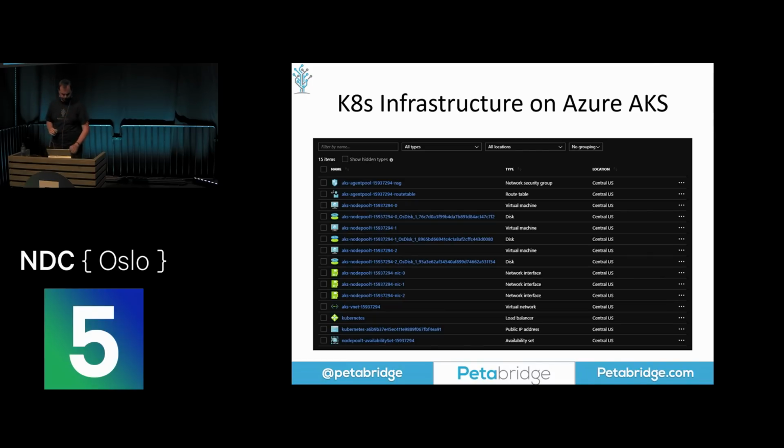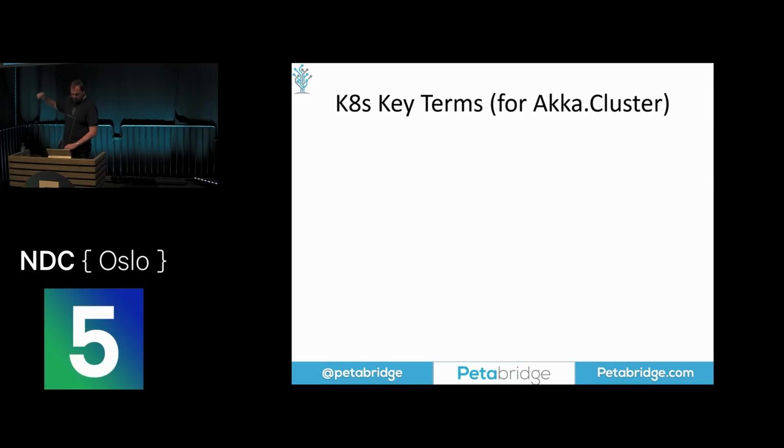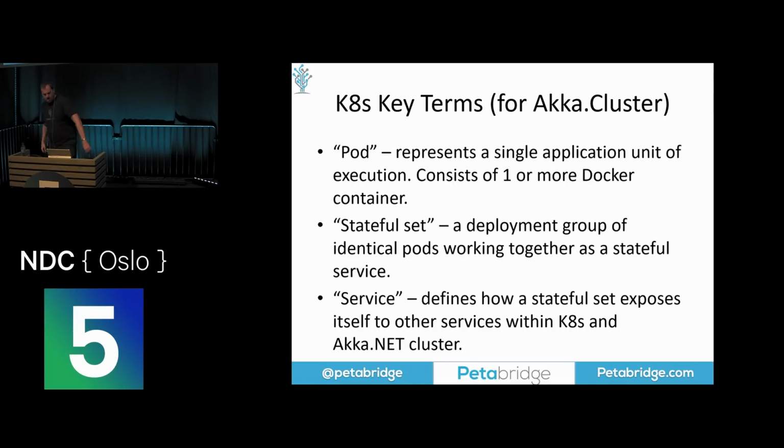Now, some key terms for Kubernetes in the context of Akka.NET. First is a pod. A pod represents a single unit of work inside Kubernetes, and typically one pod houses one Docker container. It's technically possible for multiple containers to run inside one pod. So for instance, if you're using Akka.NET and New Relic, and you want to use New Relic for monitoring, you might deploy New Relic as a sidecar Docker container inside your pod. Although that's kind of unusual.